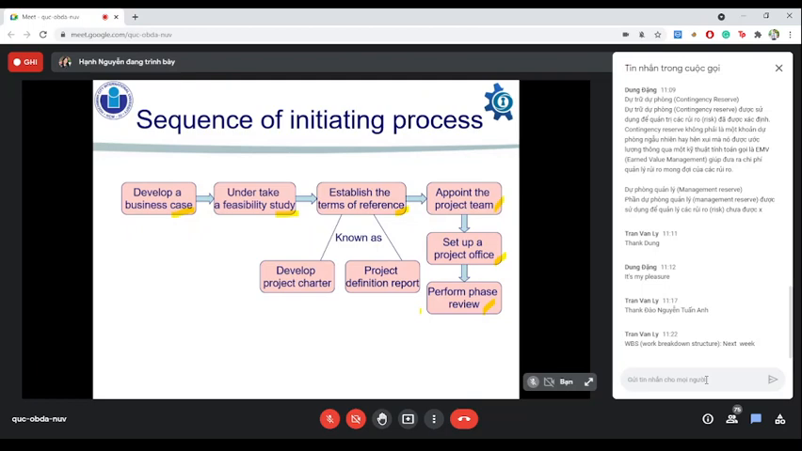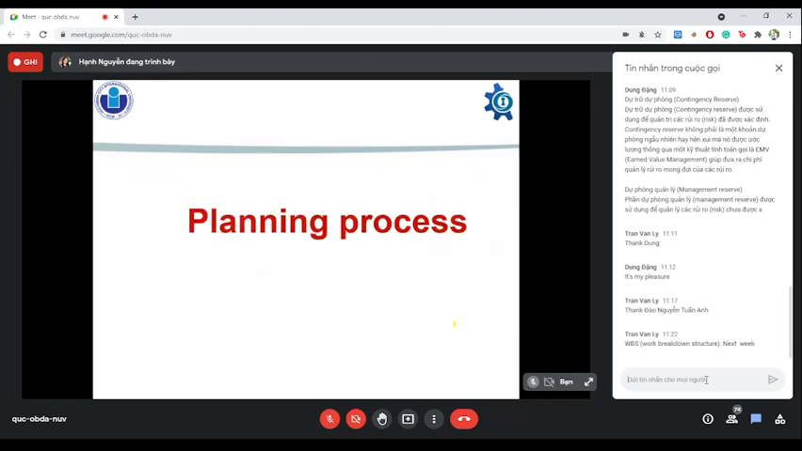And finally, the sixth step is to perform a phase review. So in this step, you will review the entire project initiation stage to ensure that you miss nothing. And in later stages, you continue to review your work as monitoring and controlling, one of the five phases of the project management life cycle. So the review phase will be conducted throughout the project. And that brings me to the end of the initiation phase. Now we will come to the next phase, the planning process.